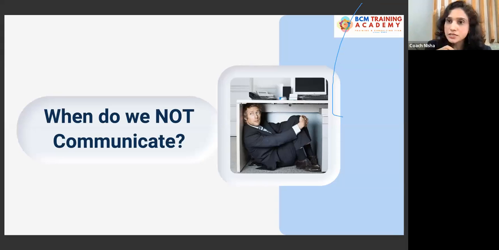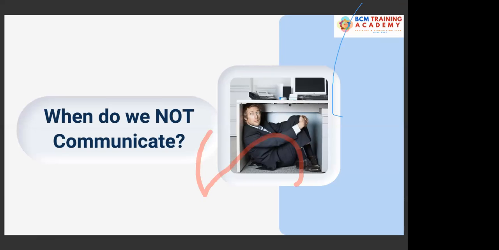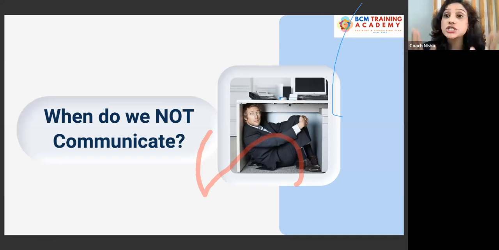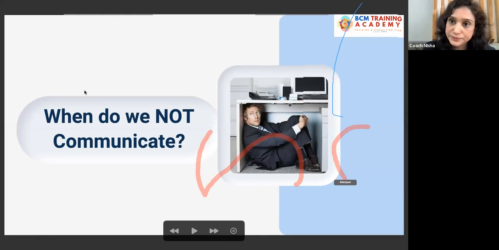So the point is, when we do not communicate, it is basically a conscious choice that we make to not communicate. It just doesn't happen like that. Okay, I mistakenly did not communicate. It doesn't happen that way, right? So most of the times, it is a conscious choice that we make, right?